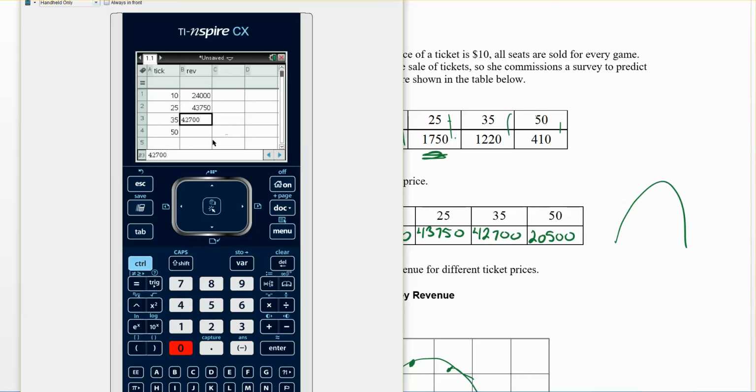42,770. And then 20,500. All right. All right, so now here's the next step.